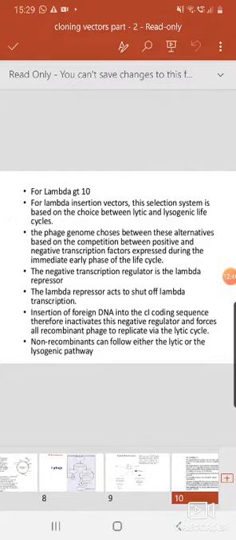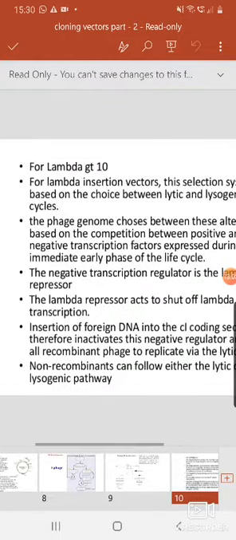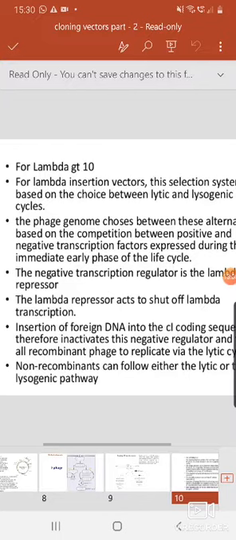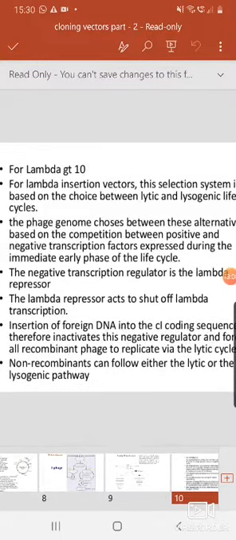Now, a little bit about this C2 and C1. I believe you have already studied the molecular biology behind lambda, the switch on and off between lytic and lysogenic mode. The phage genome chooses between these alternative modes based on the competition between positive and negative transcription factors expressed during the immediate early phase of the life cycle. The actual thing is that if C1 and C2 are present and functional, then the phage will choose to go lysogenic. If that is disturbed, then it will go for lytic mode.